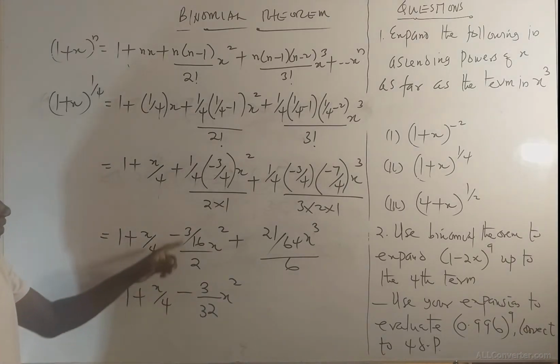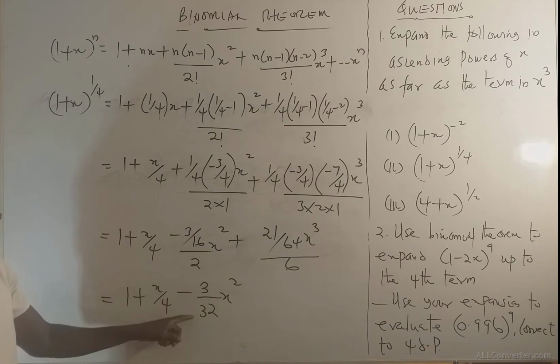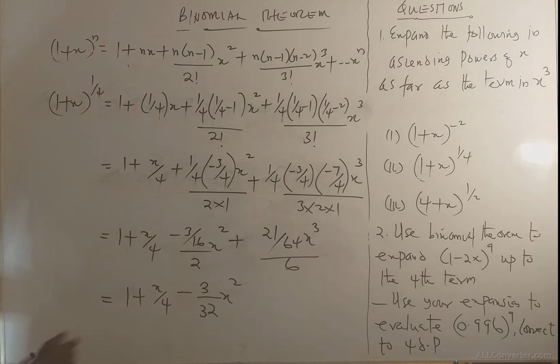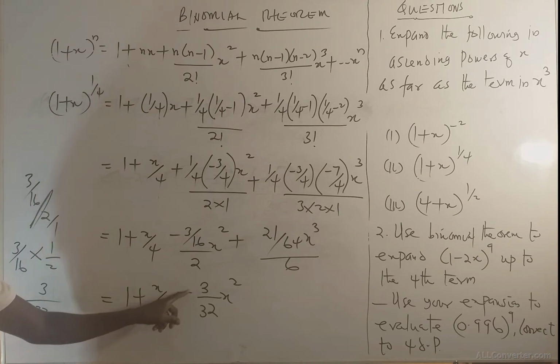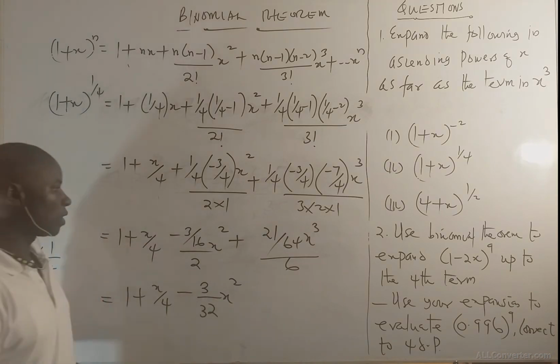If we simplify 3 over 16 all divided by 2, the answer will be 3 over 32. And let me show you this so that you can understand what is happening. That is 3 over 16. If you have 3 over 16 and you are dividing this by 2, don't forget that this is also 2 over 1. When the division sign changes to multiplication, 1 goes up and the 2 comes down. So 3 times 1 gives us 3, but 16 times 2 gives us 32. So that's how come we have 3 over 32 here. But don't forget there was a negative here, and that's the negative you are seeing. So we have minus 3 over 32 x squared.